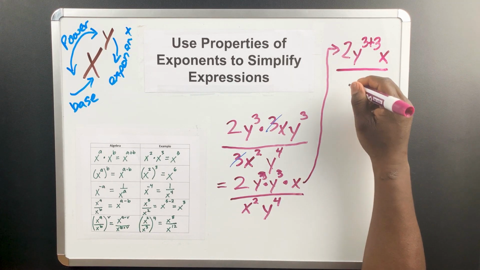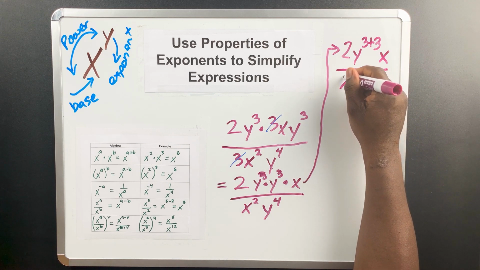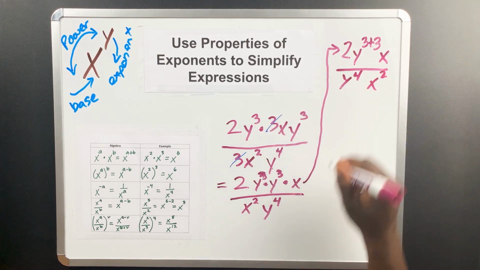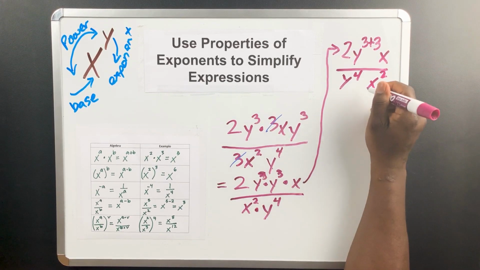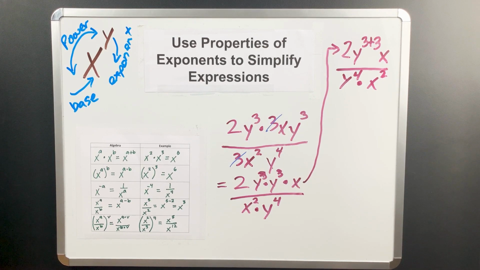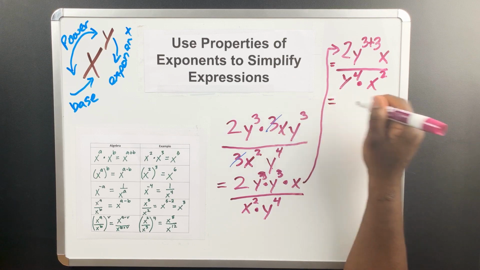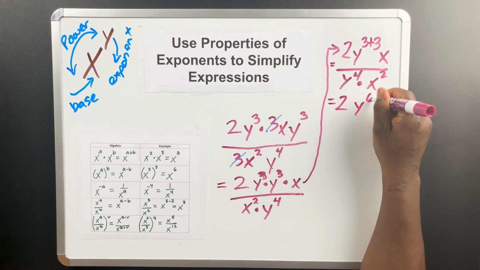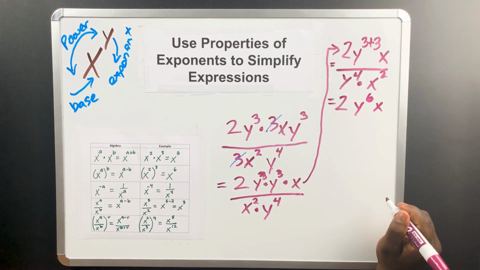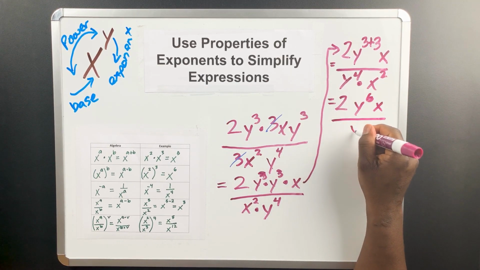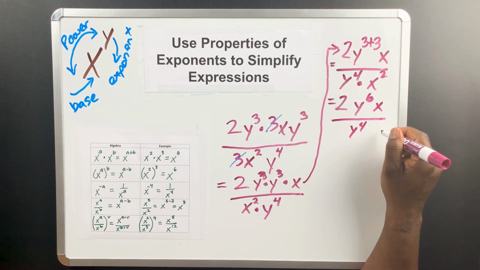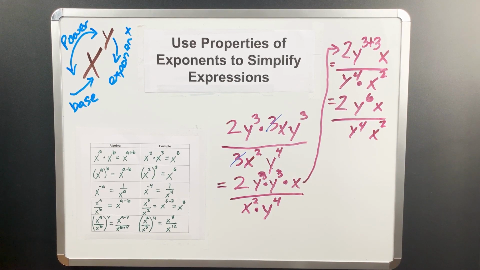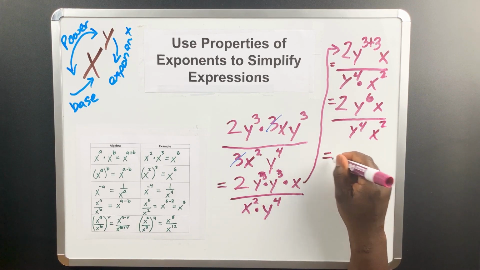And don't forget to write what's in the denominator. I'm going to bring the y to the 4th, and then x squared. Now, I can put that dot there to imply multiplication. I don't have to, but I will. All right. So let's simplify again. There's nothing to do. Keep the 2, the coefficient, and that becomes y to the 6 times x. Then we have our y to the 4th, and then we have x to the 2nd power. All right, we're almost there.